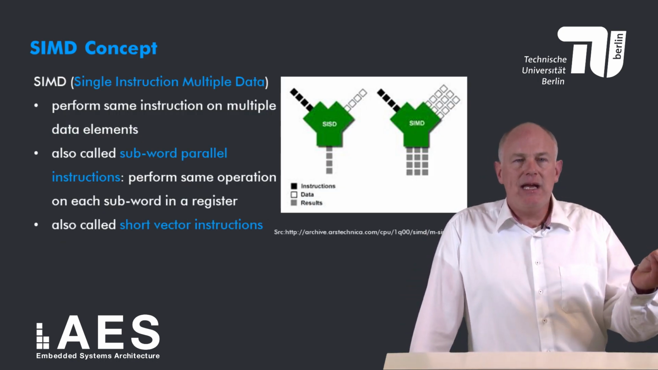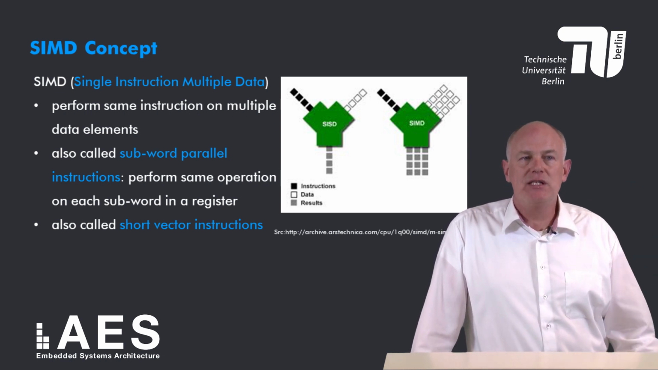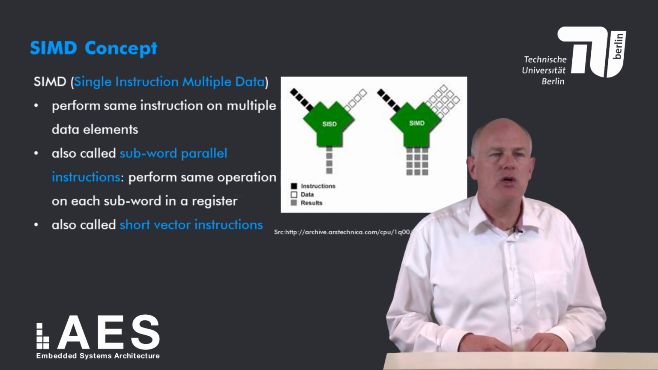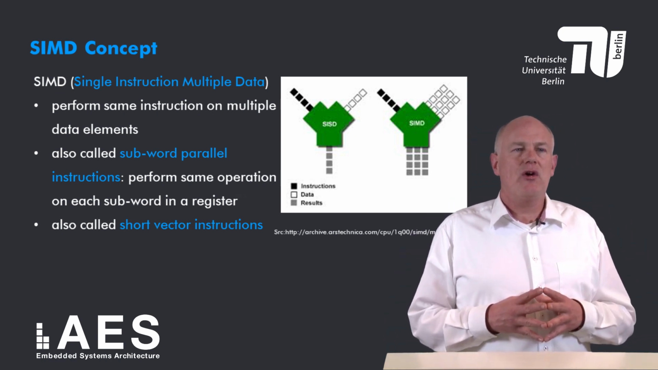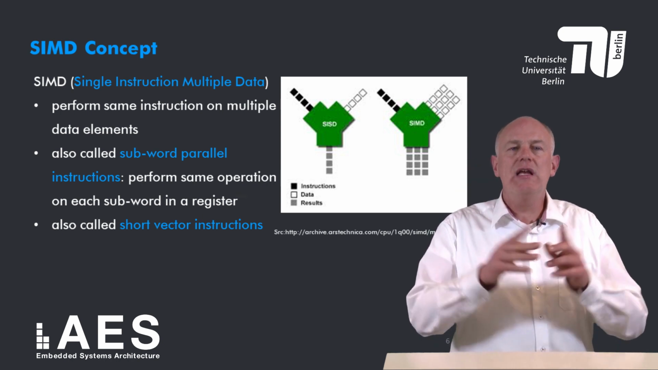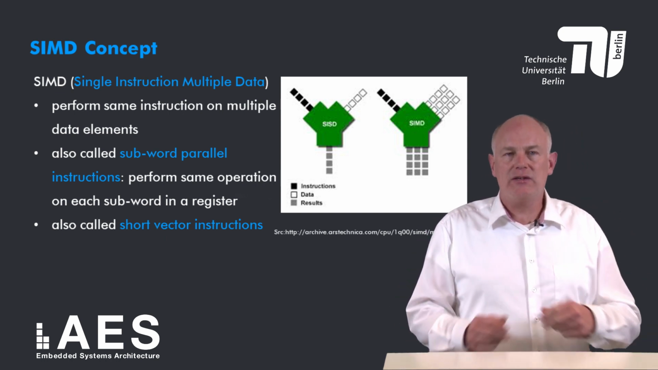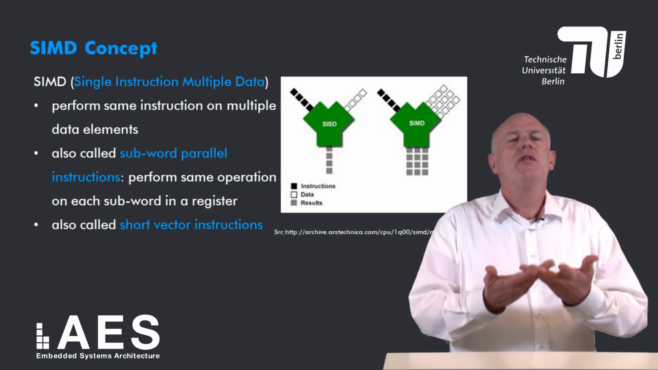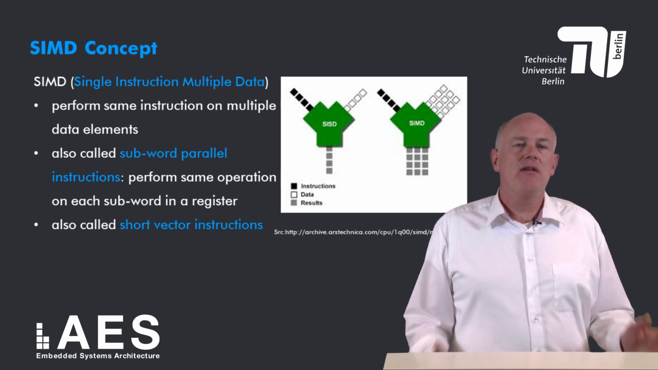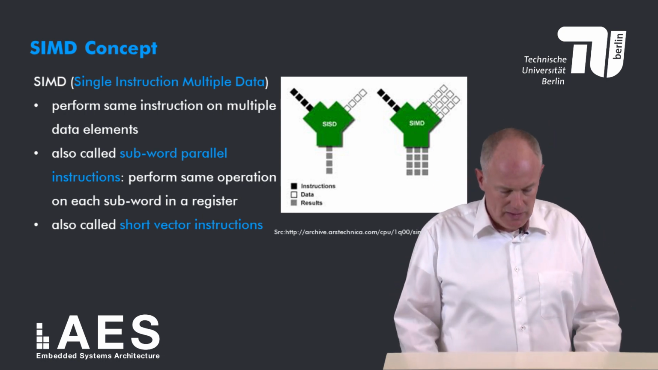SIMD is the acronym of single instruction, multiple data elements at the same time. In the context of multimedia extensions, it's sometimes also called subword parallel instructions, because the data elements are subwords within a larger normal processor word. They're also sometimes called short vector instructions, because their architecture is very similar to vector machines that were built in the 60s and 70s and that make a re-entrance somewhat now.